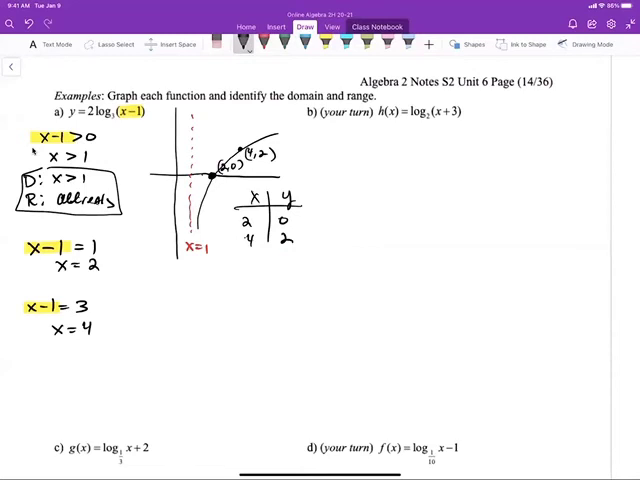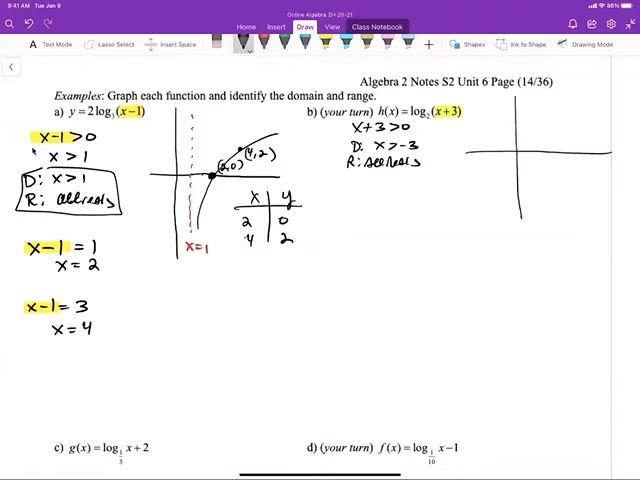Welcome back. What are our steps? First step, we find our domain. This value, x plus 3, has to be positive, so it's got to be greater than 0. We find x to be greater than negative 3. That is my domain, and our range is all reals. What we essentially just found was our vertical asymptote.